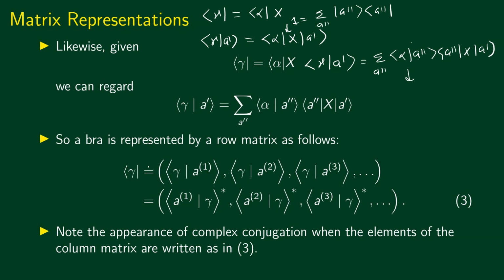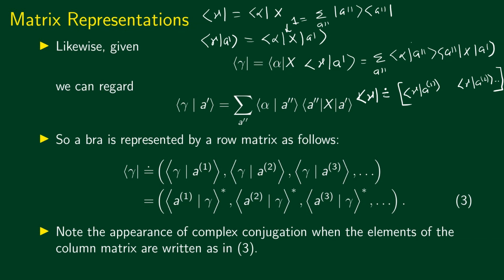This means that bras can be represented as row matrices. We have seen that kets can be represented as column matrices. Now bras can be represented as row matrices. And what are the elements of this row matrix? The elements are of the form bra gamma ket a prime. Okay, so if you want to enumerate the elements, we can say that bra gamma can now be represented as a row matrix. And what are the elements of this row matrix? Bra gamma ket a1, okay, bra gamma ket a2, etc. All right, so the number of elements in the row matrix is equal to the number of basis vectors.